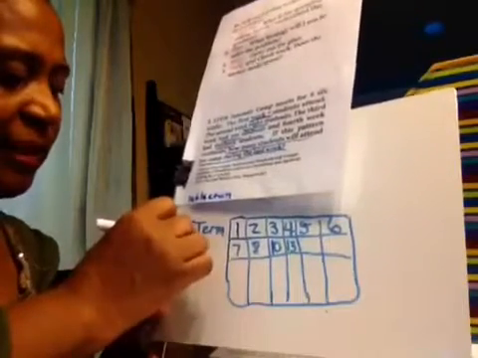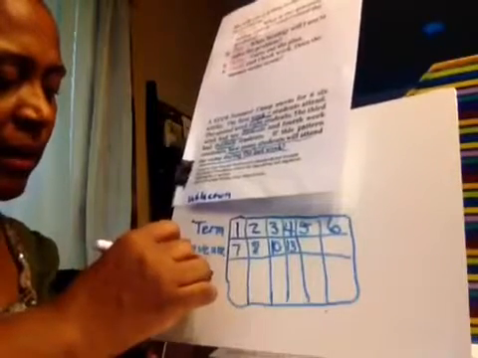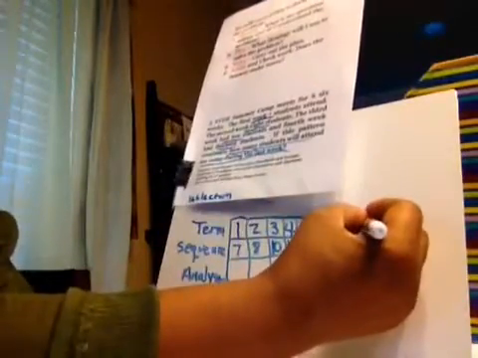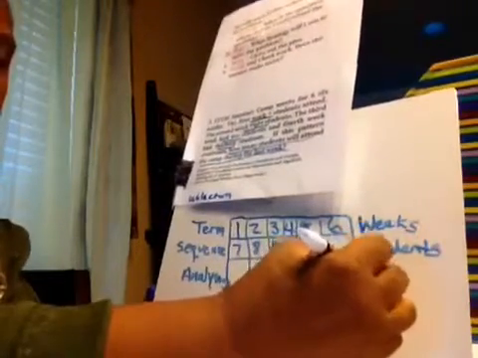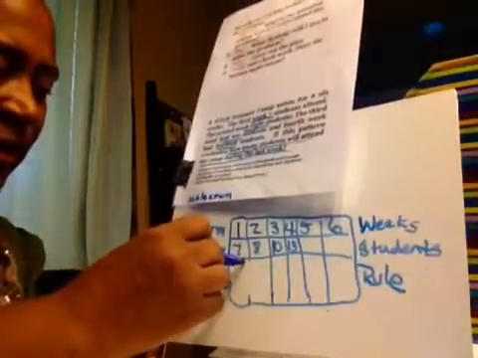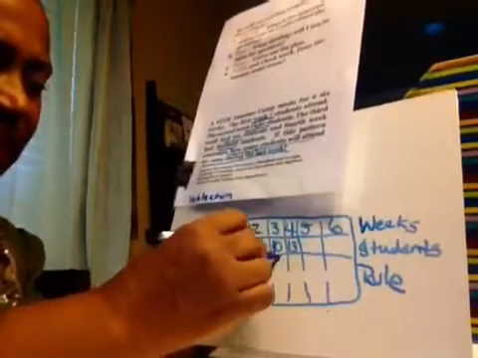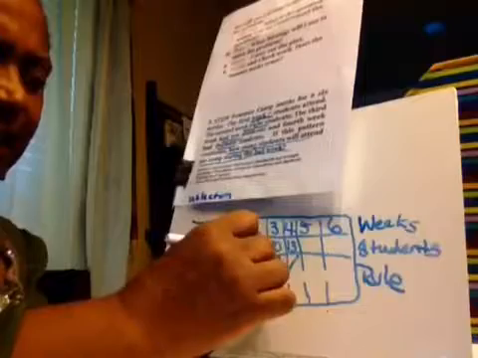So we're trying to complete our sequence. And we will use our upside down hat to analyze. So we have our weeks, our students, and we're trying to find our rule. So in using our upside down hats, from 7 to 8 is 1. From 8 to 10 is 2. From 10 to 13 is 3.